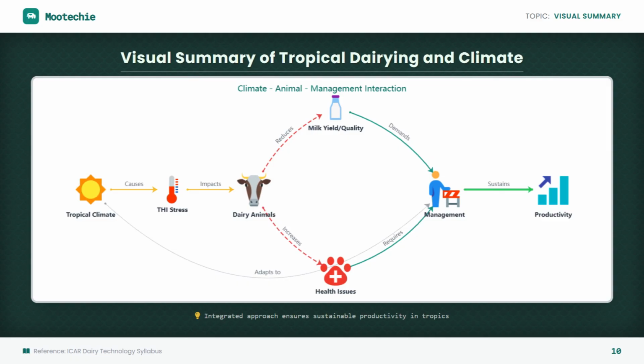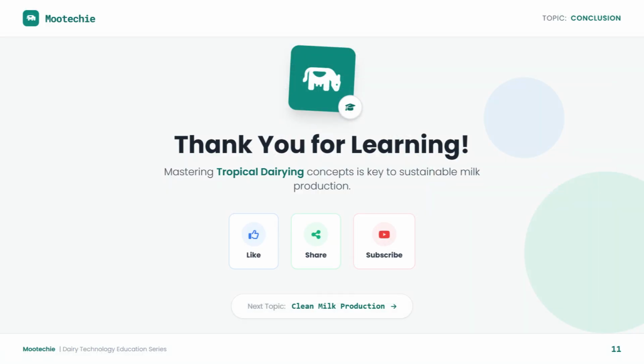This slide presents a visual summary of tropical dairying and climate interaction. Tropical climate leads to temperature-humidity stress in dairy animals. This affects animal health, milk yield, and milk quality. Appropriate management practices help mitigate these effects. An integrated approach ensures sustainable dairy production under tropical conditions. Finally, we come to the end of this session. Understanding tropical dairying concepts is essential for achieving sustainable milk production in hot climate regions.